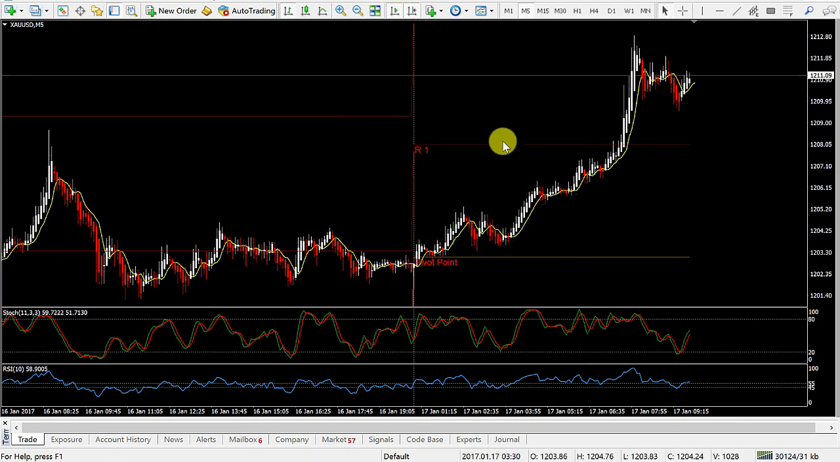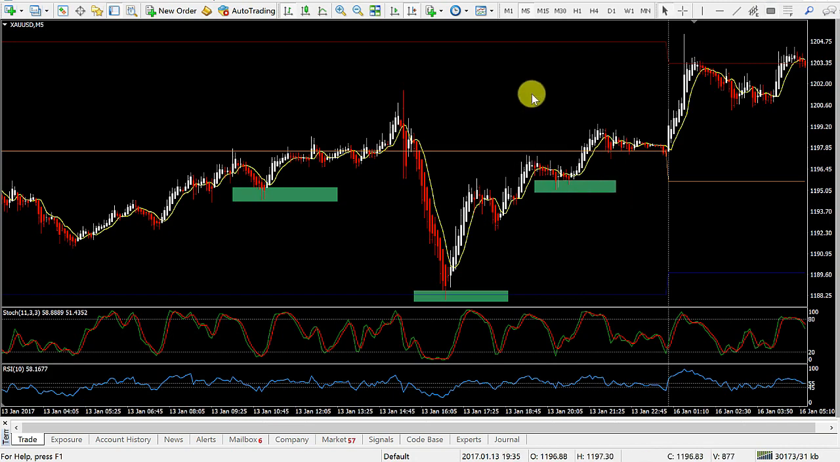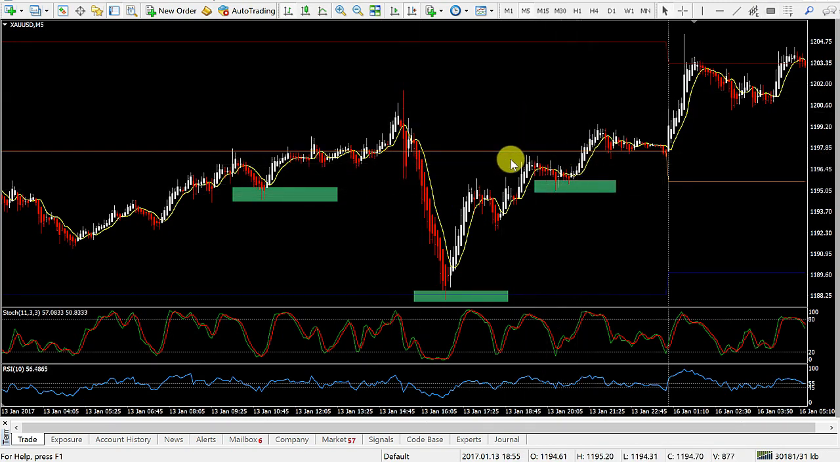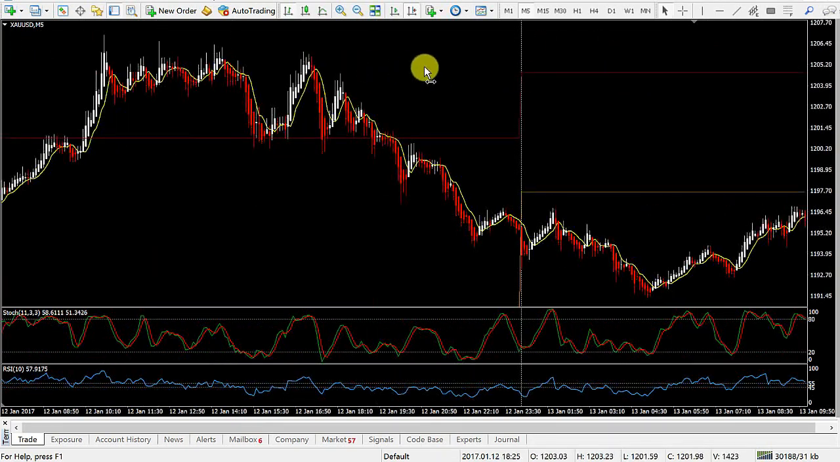What else do we have? Head and shoulders. This one here is, for example, one. Yeah, left shoulder, head, right shoulder. So you could enter long here, as always, if the other conditions apply.